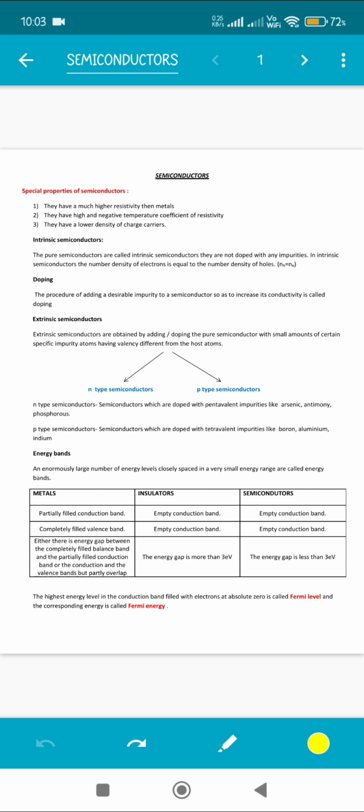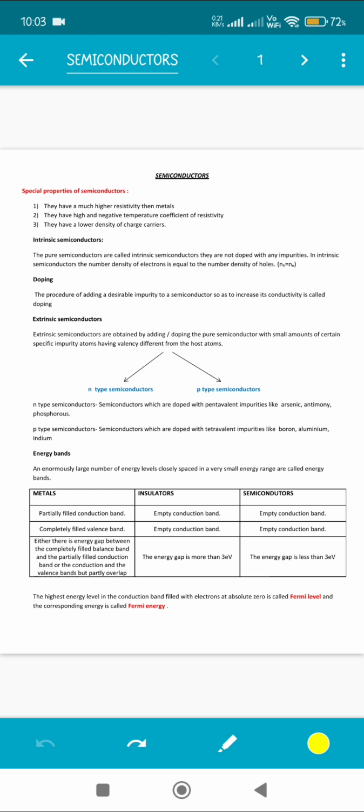And in chapter 3, electricity, you have also studied about the energy gap in semiconductors, if you remember. So semiconductors will show conductivity only when the temperature is sufficiently high. At low temperatures they will just behave like other insulators. So let's first study about the special properties of semiconductors. They have a much higher resistivity than metals, of course. That's why they are not able to conduct at low temperatures.